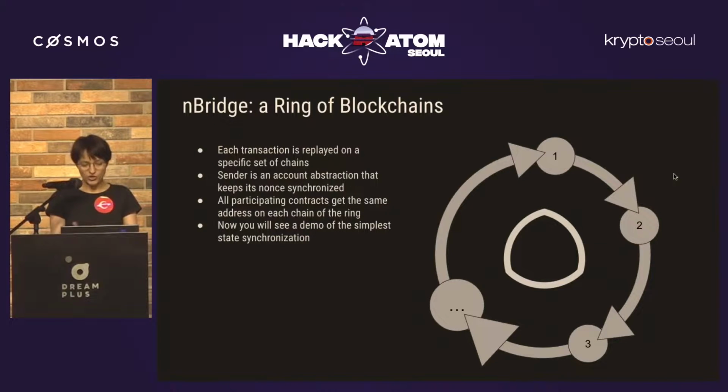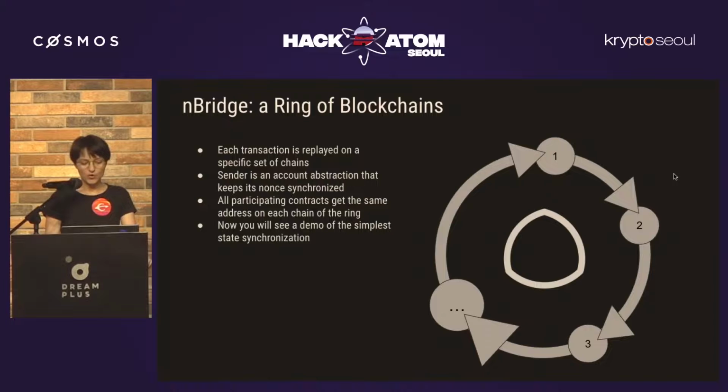Nbridge is a ring of blockchains. I already said that each transaction is replayed on a specific set of chains, and you can set that set of chains to whatever you want. The sender is an account abstraction that keeps its nonce synchronized. Because we're talking about replay, we need to keep our nonces synchronized. And all participating contracts get the same address on each chain. So that's how you do the replay. You get a unique instance of a contract. It's like a singleton that's actually represented on each chain with the same contract address.